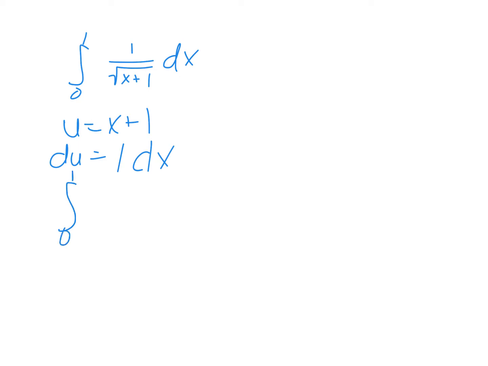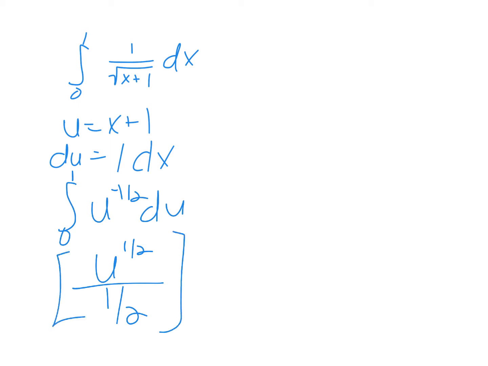Remember, when we're dividing by the square root of something, it's like saying to the negative 1/2 power. So it's like saying u to the negative 1/2 power, du. That's how we're integrating. We add 1, which makes it negative 1/2 plus 1 is 1/2, divide by 1/2, and we're evaluating this from 0 to 1.